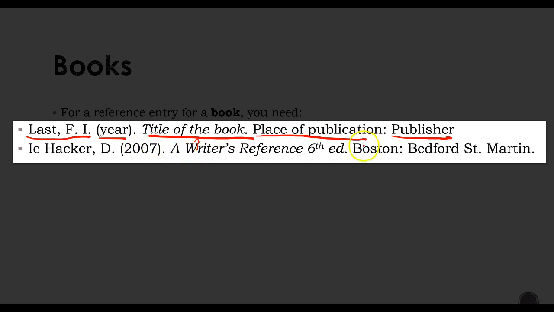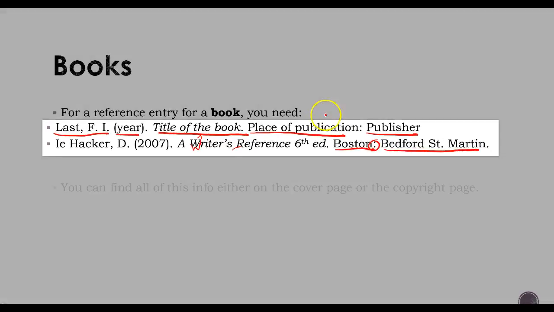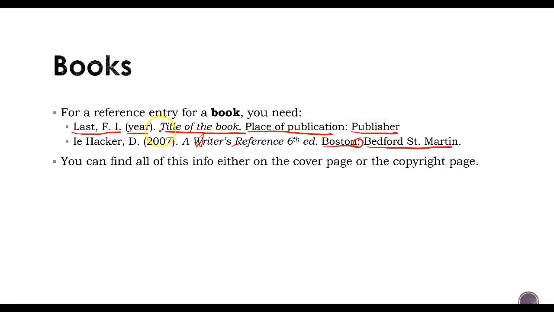A writer's reference, 6th edition. This actually should have been lowercase. 6th edition. Place of publication is Boston. Then we have a colon, and the publisher is Bedford St. Martin. So all books are basically the same. And you can find that information, again, either on the cover page or on the copyright page. So all this information on the place of publication and the publisher will be on that copyright page on the book.